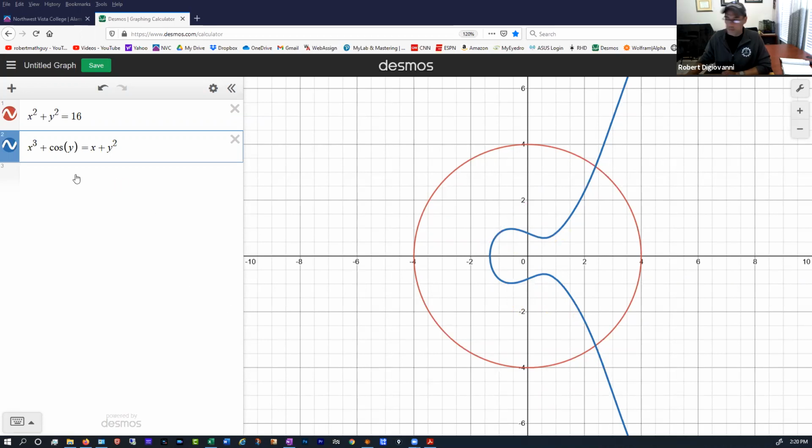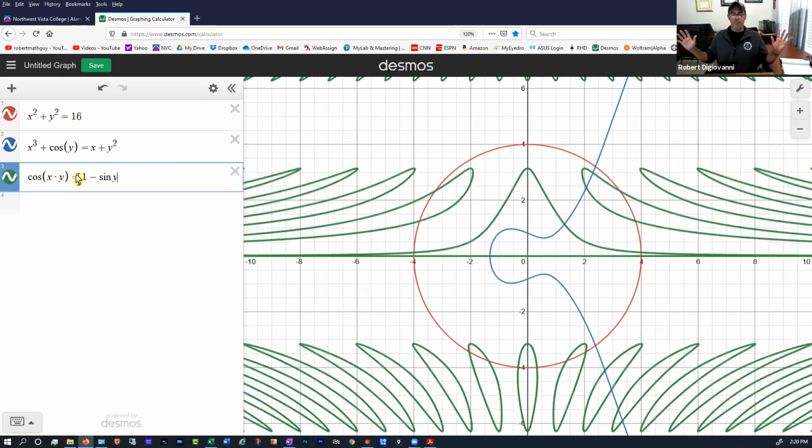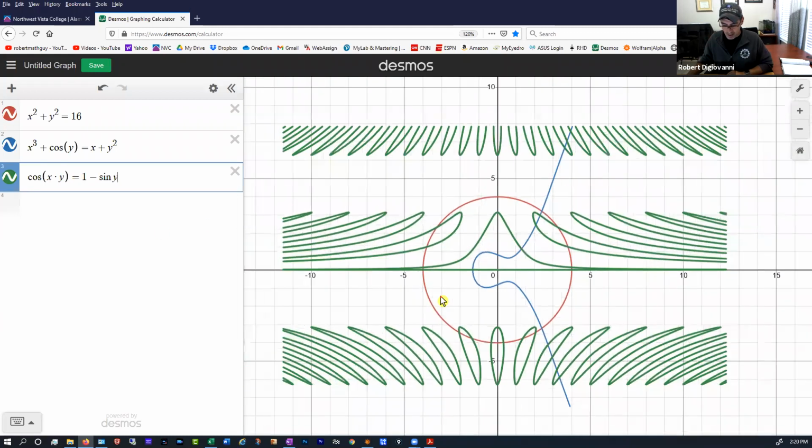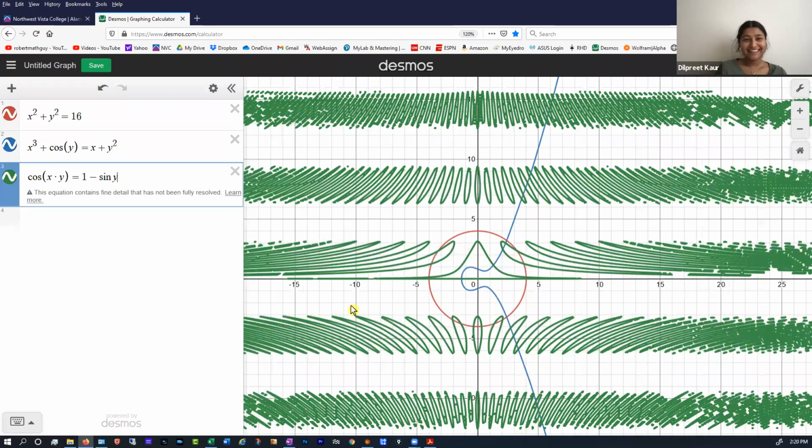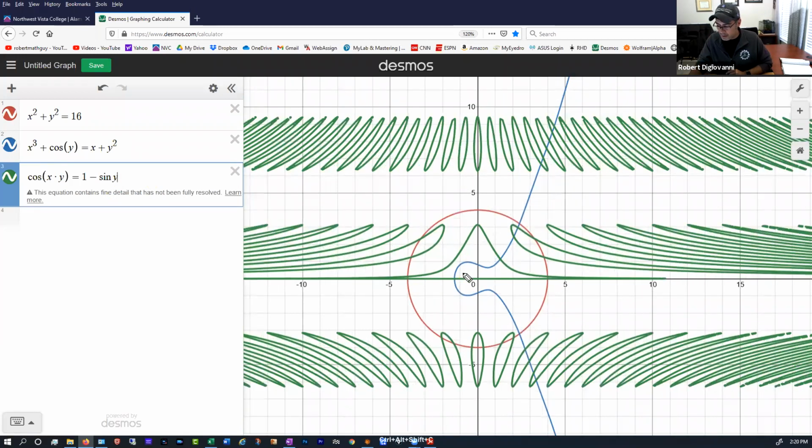Let's look at the next one. This is my last one. Cosine of x times y equals 1 minus sine y. What the heck is that? It's art. It's crazy, right? It's a crazy equation, right? And that's nuts. But we should still be able to go to some point here.